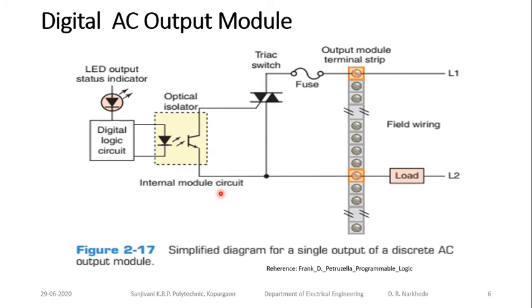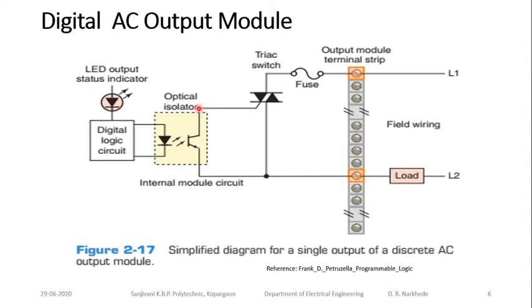The operation of the circuit can be explained like this. As a part of normal operation, the digital logic circuit of the processor sets the output status according to the program. So based on your inputs and the program logic, your output is going to be energized. When the processor calls for an output load to be energized, the voltage is applied across the LED of an opto-isolator. So the voltage of 5 volt is available over here. When this 5 volt is available, this LED will glow and emit light. When the LED emits light, at that time this phototransistor starts conducting.